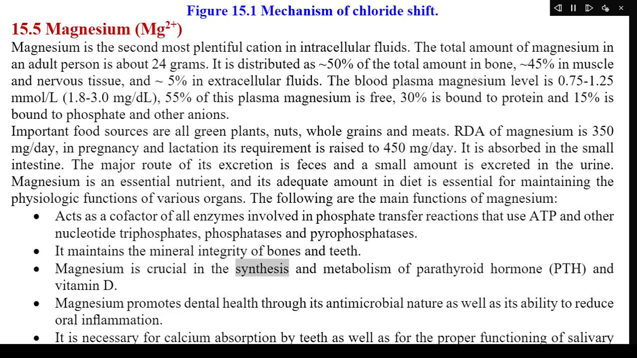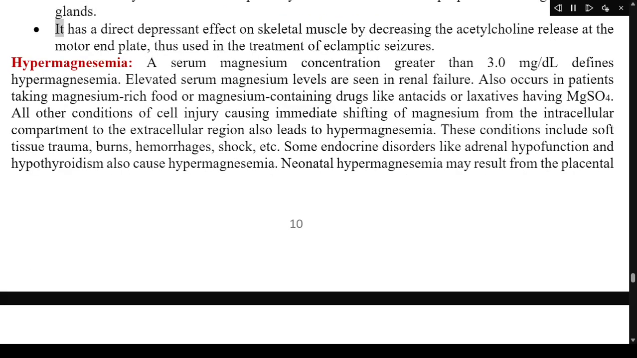Magnesium is crucial in the synthesis and metabolism of parathyroid hormone, PTH, and vitamin D. Magnesium promotes dental health through its antimicrobial nature as well as its ability to reduce oral inflammation. It is necessary for calcium absorption by teeth as well as for the proper functioning of salivary glands. It has a direct depressant effect on skeletal muscle by decreasing the acetylcholine release at the motor end plate, thus used in the treatment of eclamptic seizures.